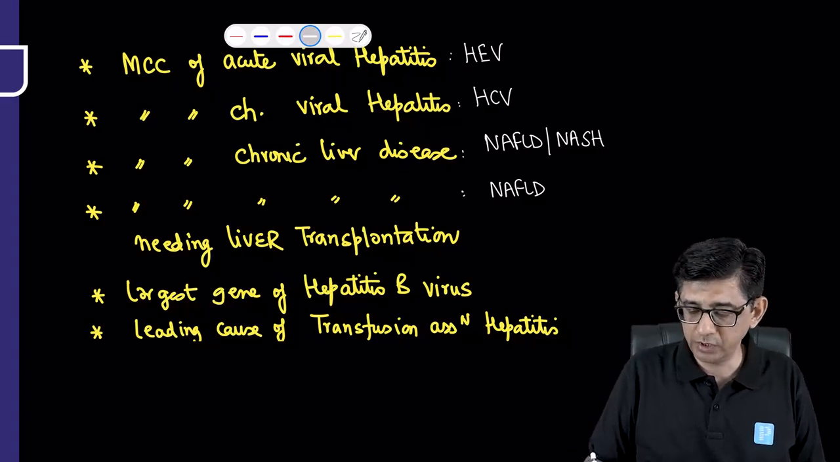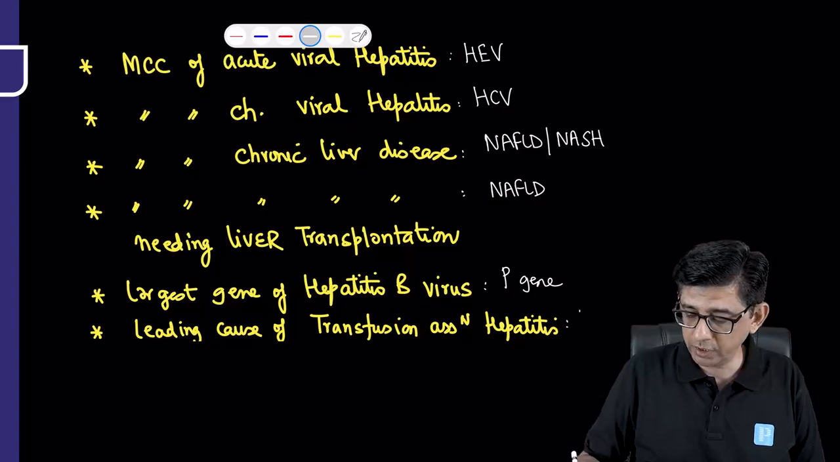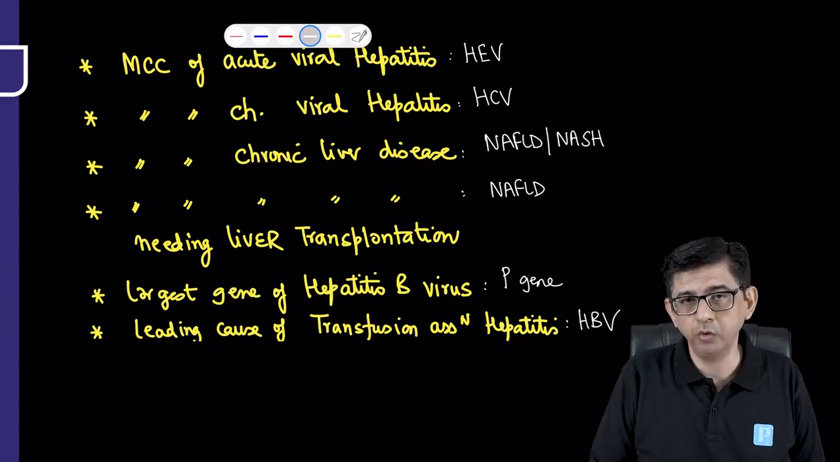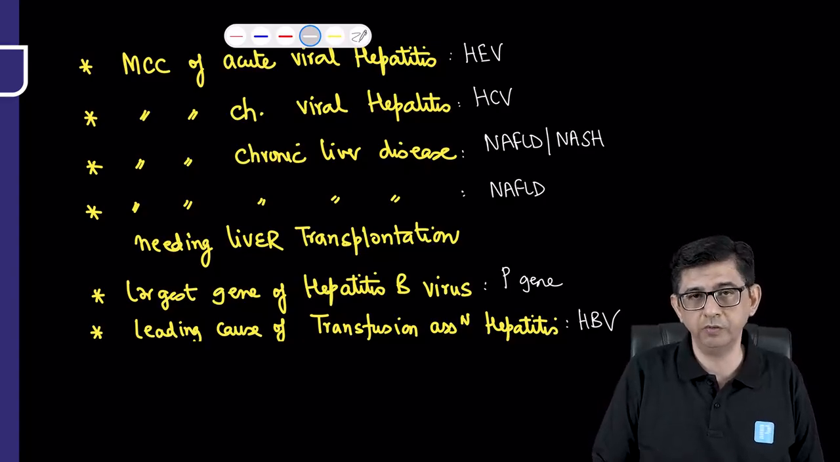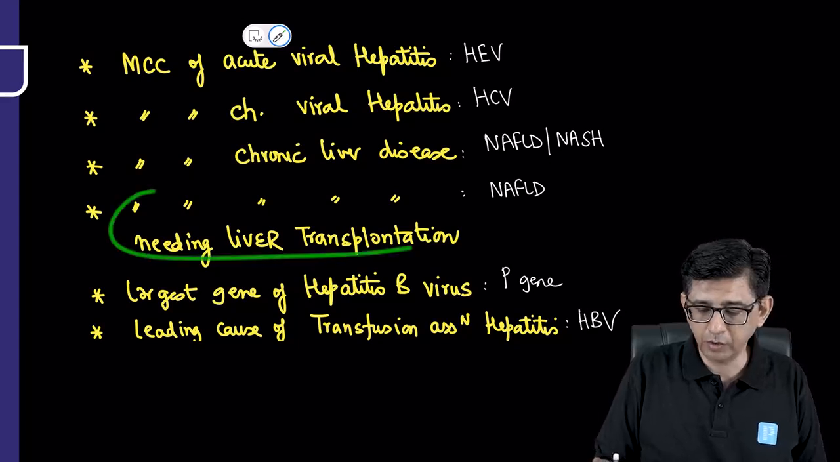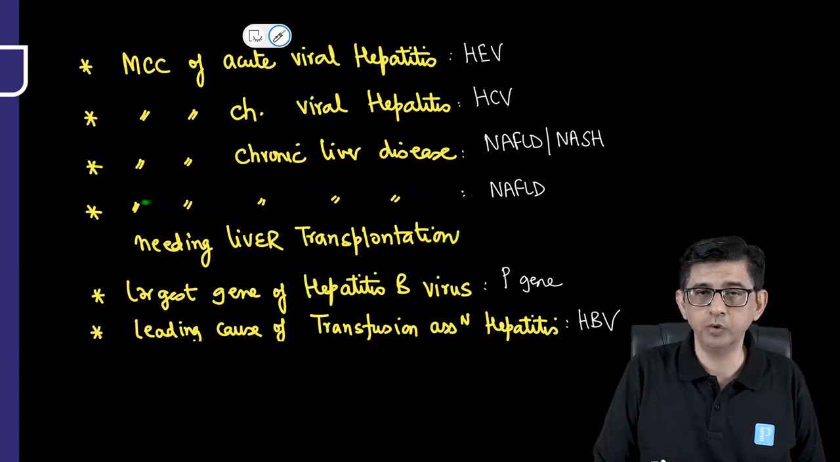Another miscellaneous MCQ said which is the largest gene of the hepatitis B virus. So that would be the P gene coding for hepatitis B DNA polymerase. And the leading cause of transfusion associated hepatitis is hepatitis B virus. So these are a couple of one-liners that we need to remember for the topic before we progress forwards. Specifically, the most important data that I would like you to remember for this particular slide is that the leading cause of chronic liver disease requiring a liver transplantation in the older edition was given as hepatitis C induced cirrhosis, but now should be remembered as non-alcoholic fatty liver disease.